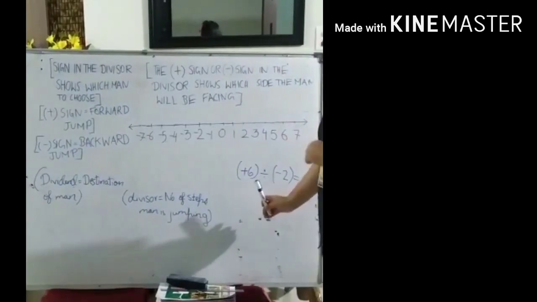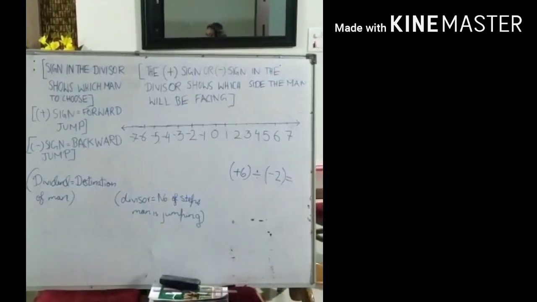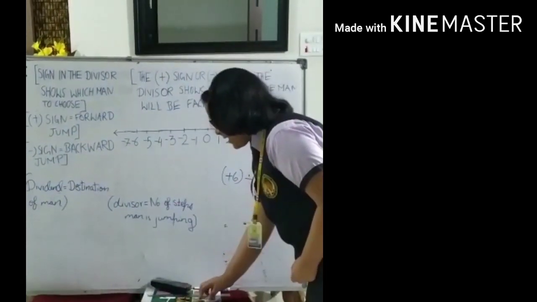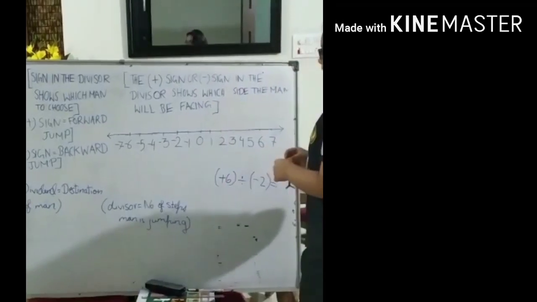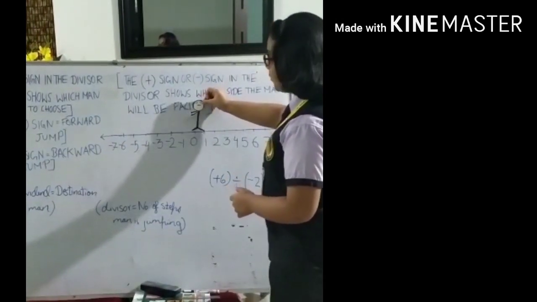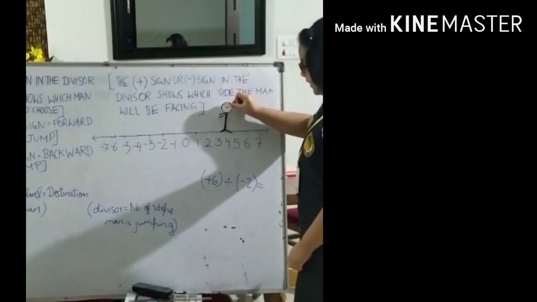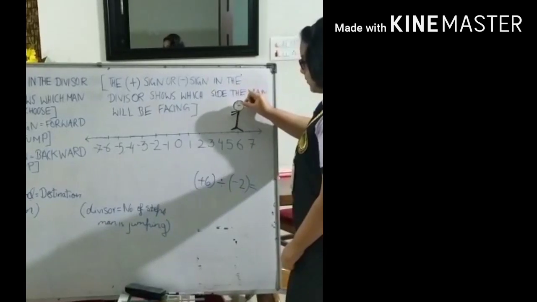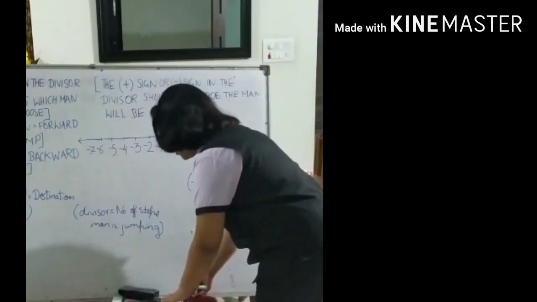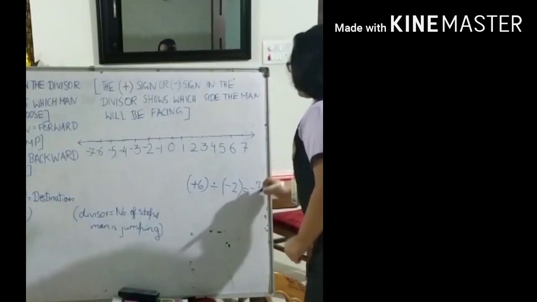Now, the next example, a positive 6 divided by a negative 2. This negative sign shows that we have to use the negative man and take backward steps. So, we are starting from 0, taking 2 steps at a time. 1 step, 2 steps, and 3 steps. And as we are jumping backwards and we took 3 steps, the answer is negative 3.